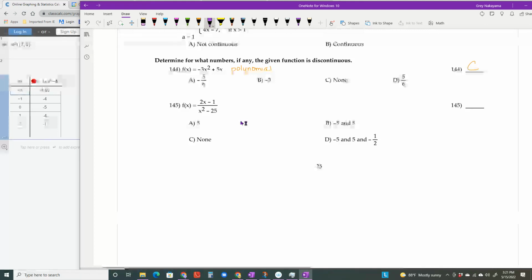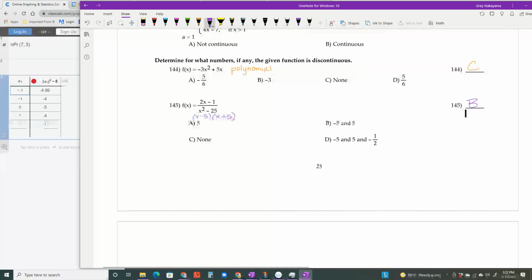All right, 2x, I've got a fraction here. I have to be worried about where it's equal to 0 in the bottom. So that becomes x minus 5, x plus 5, which means both 5 and negative 5 give me a problem. So that's where it's discontinuous. Didn't ask what it was, just letting you know.